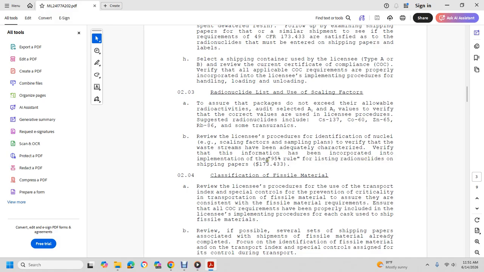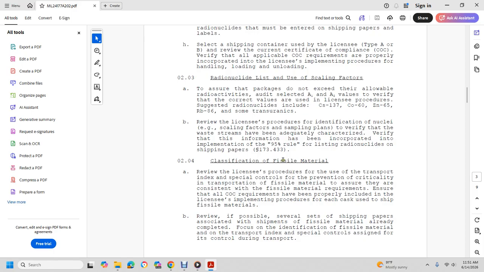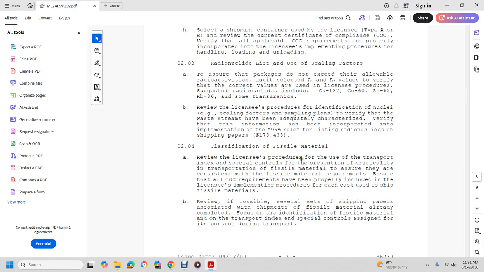95% rule of listing radionuclides on shipping papers, 173.433 classification of radioactive material. Proceed with the review of the license for the transport index control and the prevention of criticality in transportation. Review the physical material to ensure that it is consistent with the requirements, and ensure that all of the certificate and compliance requirements have been properly included.